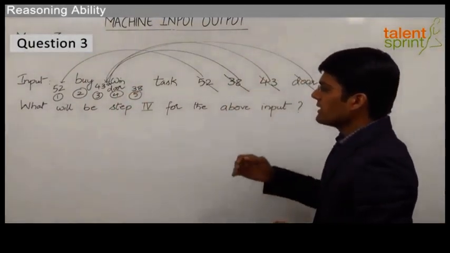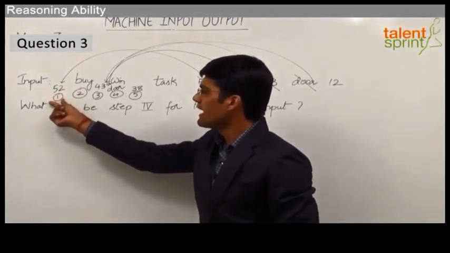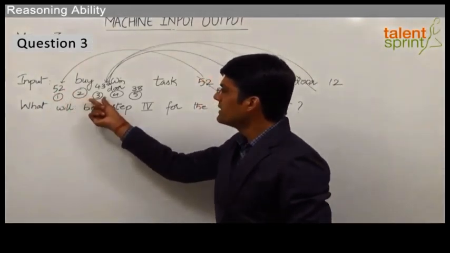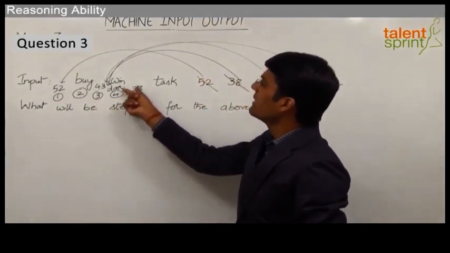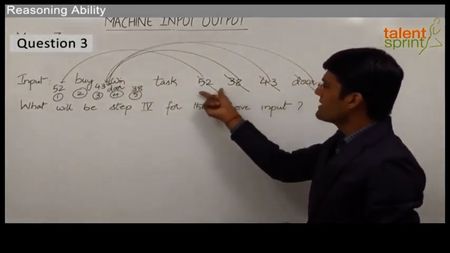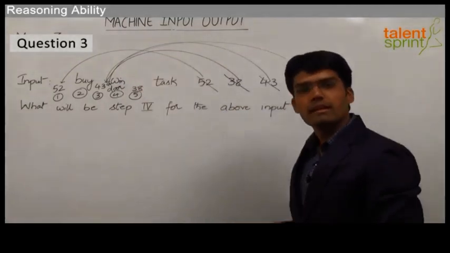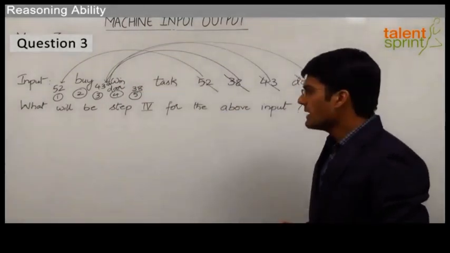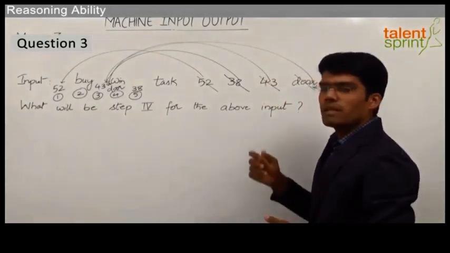So now the output so far appears to be 52, which is the first element, followed by 43, door, 38, win, task and 12. These elements 52, 38, 43 and door have been moved to their correct positions. And if we read the question now, it says what will be step 4 for the given input.